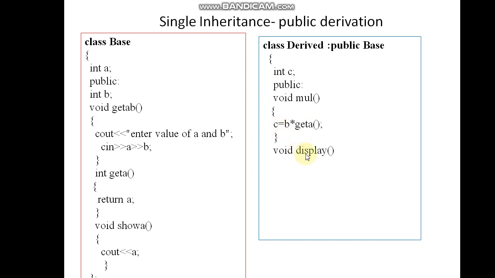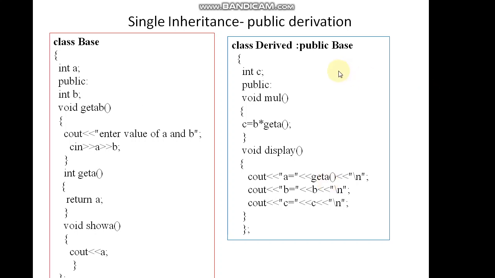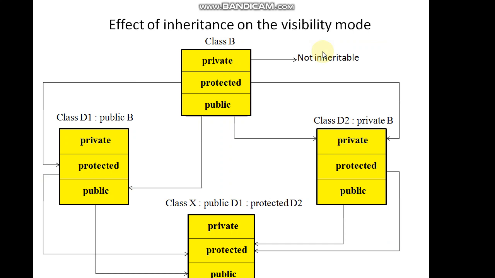The next public member function is display, which displays the value of A using the getA function again, and which displays the values of B and C. End of the derived class. Now we will understand the meaning of public derivation.